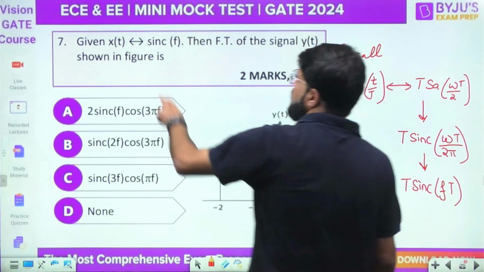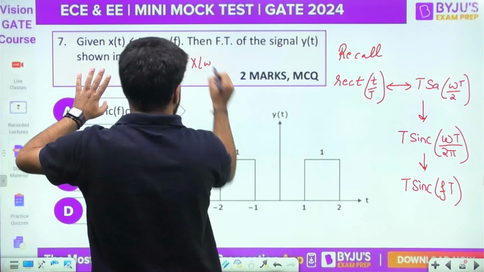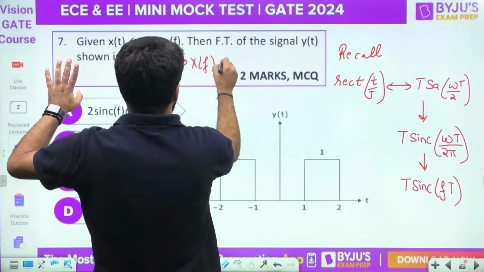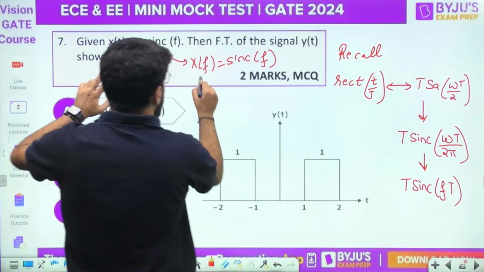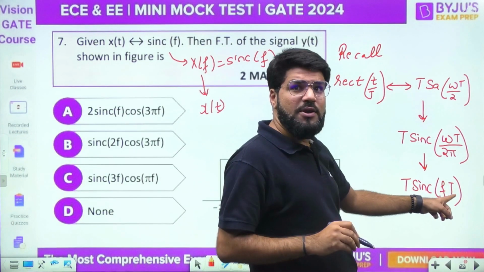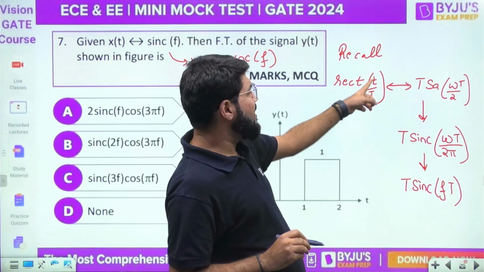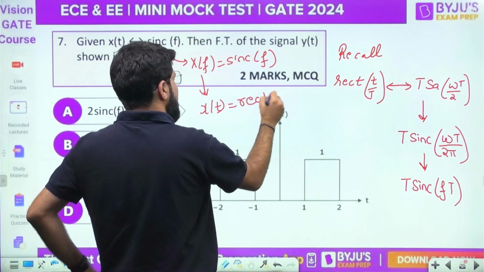Now what is given to you is sinc f. Okay, the xf, f domain mein, the xf is given to me as sinc of f. So what should be the xt then? Sinc of f. That means T equal to 1. If you take T equal to 1, the signal is also rect t by 1. That is rect t. The signal xt is rect t.